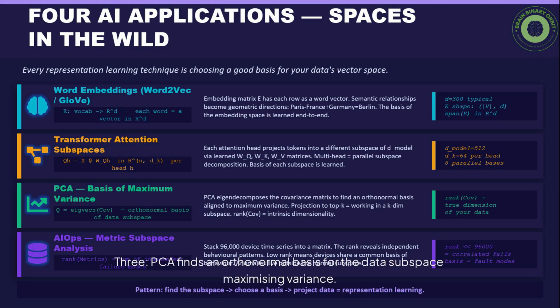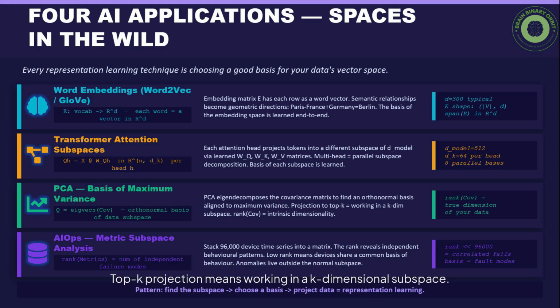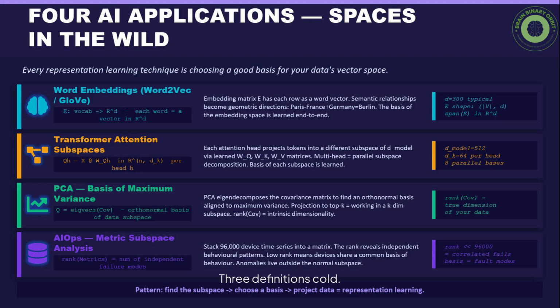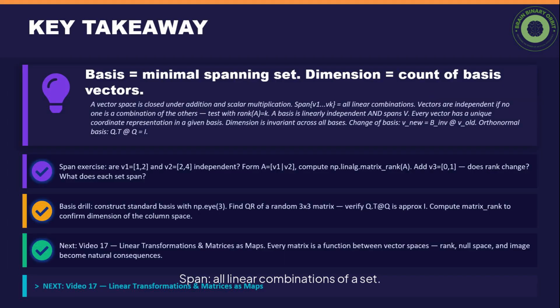3. PCA finds an orthonormal basis for the data subspace maximizing variance. Top k projection means working in a k-dimensional subspace. 4. Device monitoring. The rank of the metric matrix reveals how many independent failure modes exist. 3 definitions cold. Vector space: closed under addition and scalar multiply, 8 axioms. Span: all linear combinations of a set. Basis: linearly independent and spans, 2 conditions.